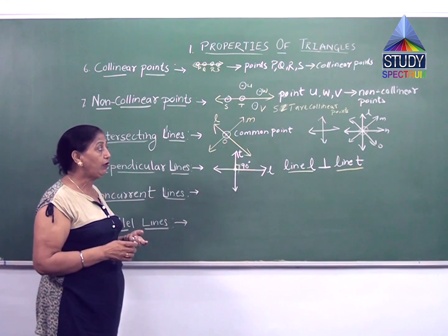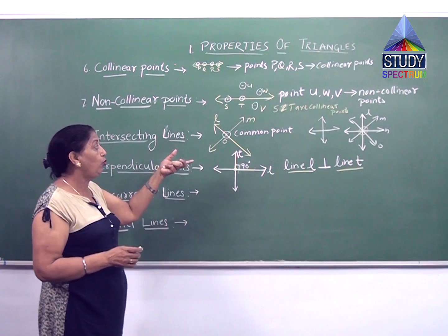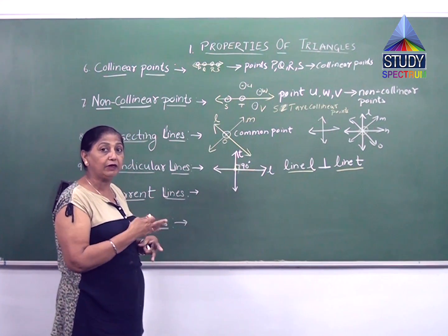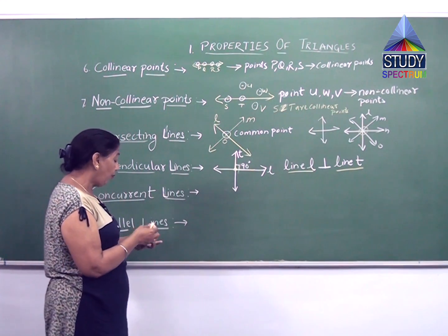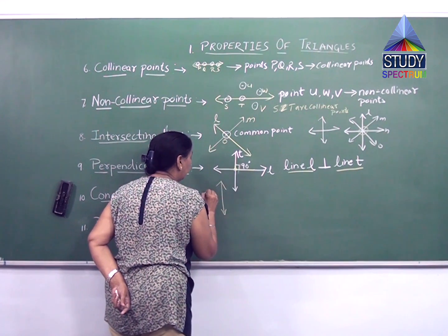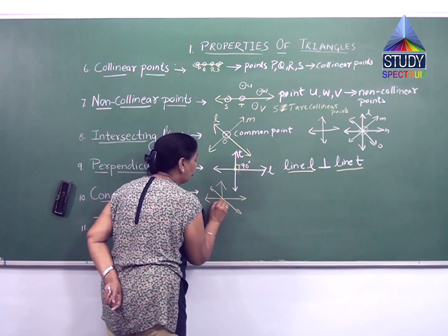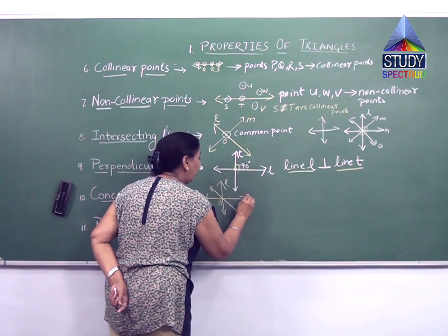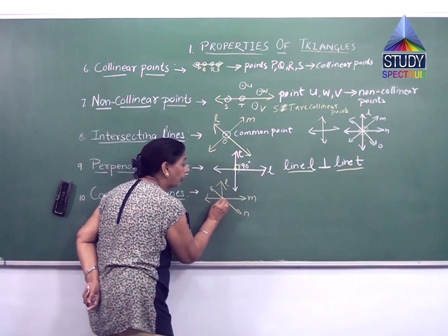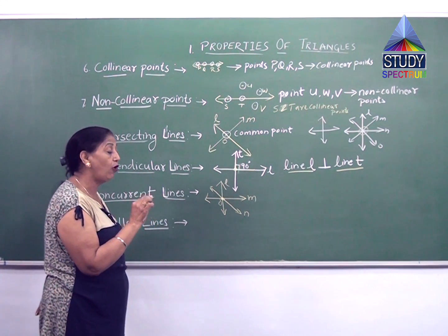Let's move to concurrent lines. Now what do you mean by concurrent lines? In intersecting lines we saw that two lines which have a common point between them intersect at that point, right? Now when more than two lines pass through the same point O, here lines L, M, N, three lines are passing through the same point. So this point O is known as a point of concurrence.